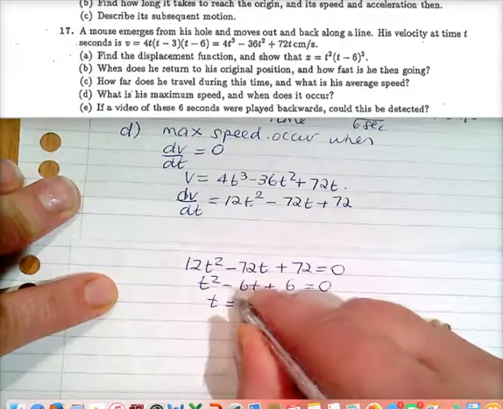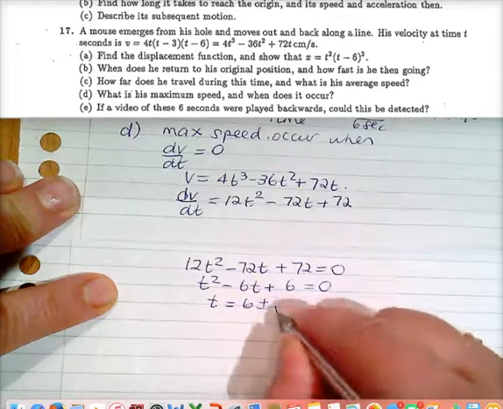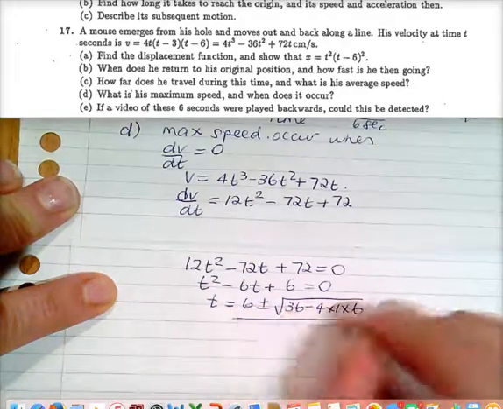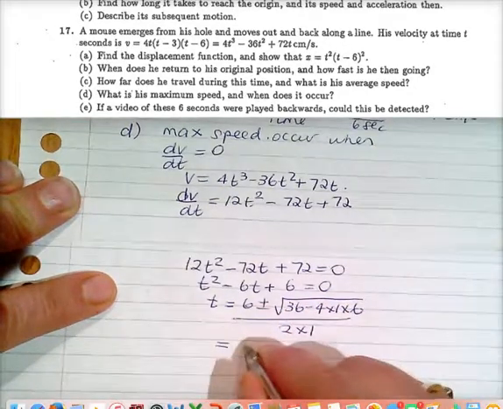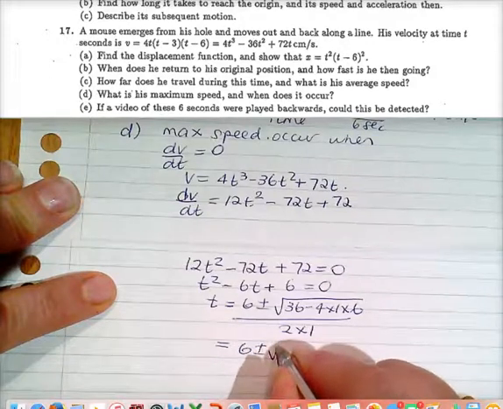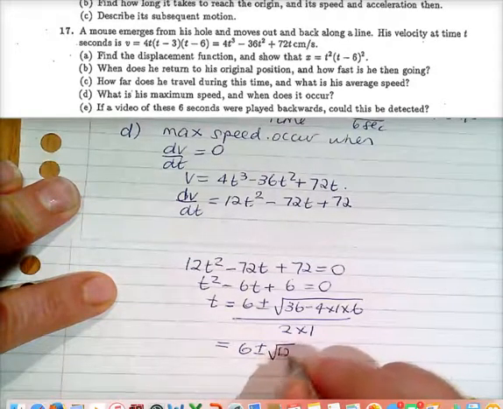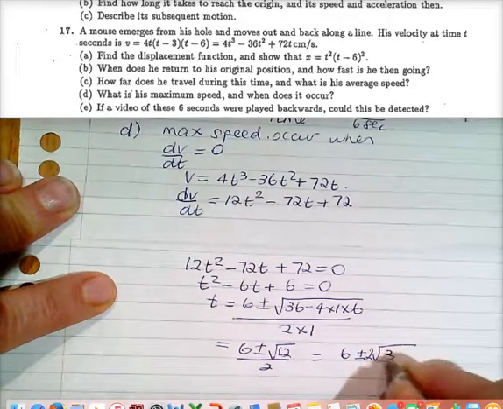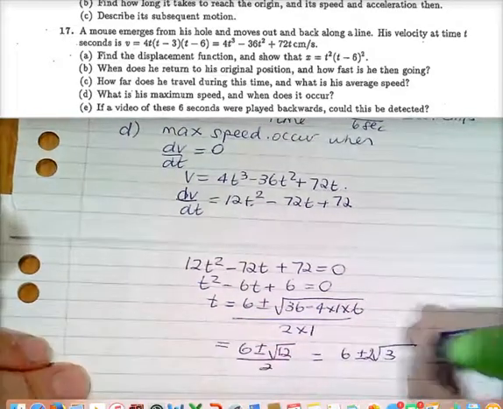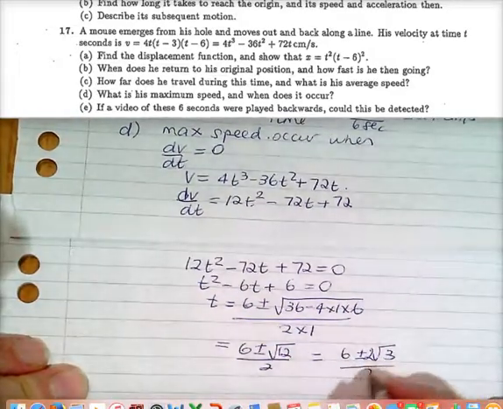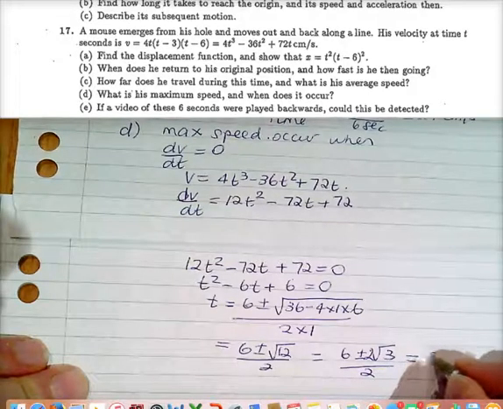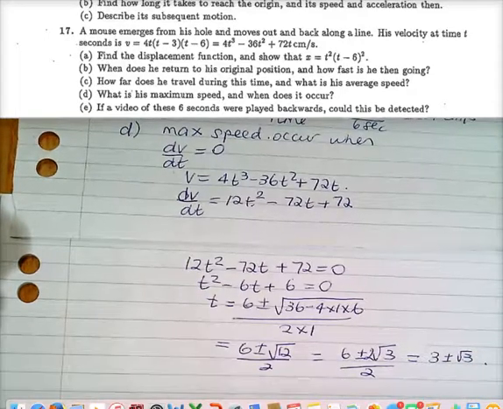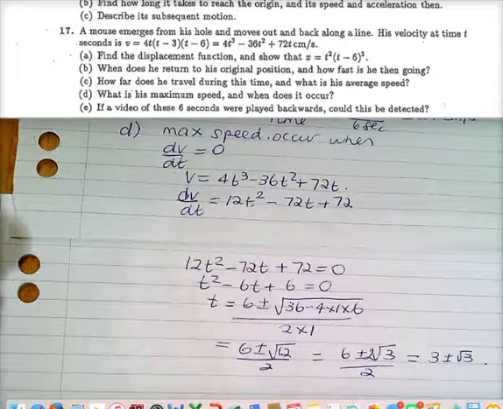t is negative negative 6, which is positive 6, plus or minus the square root of negative 6 squared, which is 36, minus 4 times 1 times 6, over 2 times 1. So it's 6 plus or minus the square root of 36 minus 24, which is the square root of 12, over 2, which is 6 plus or minus 2 root 3 on 2, which is 3 plus or minus root 3. So the maximum speed will occur at one of those times.